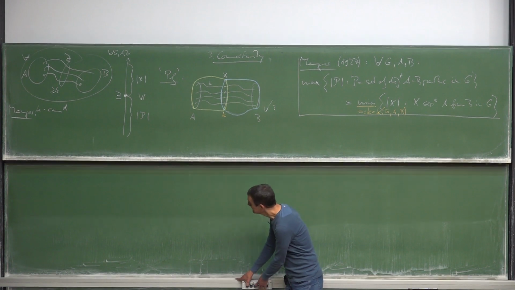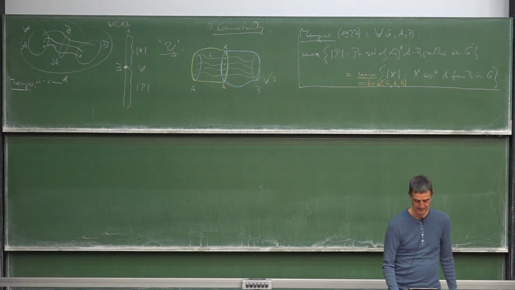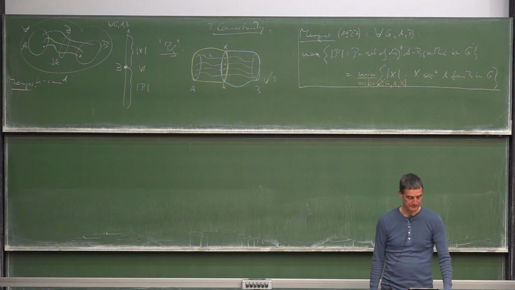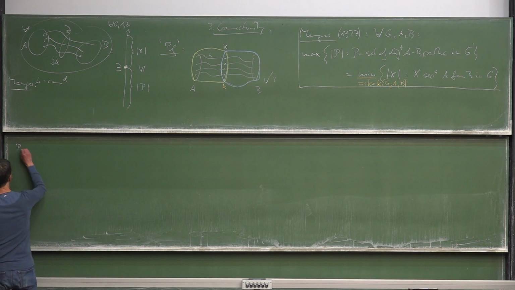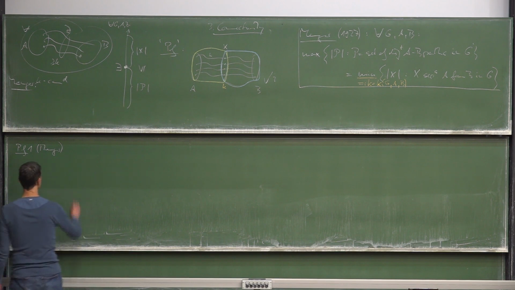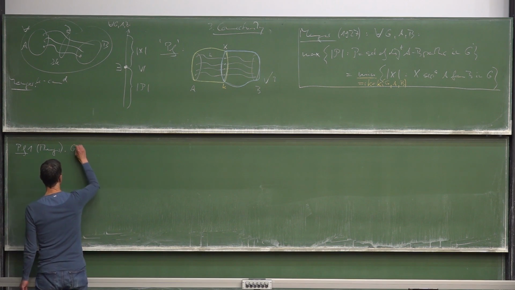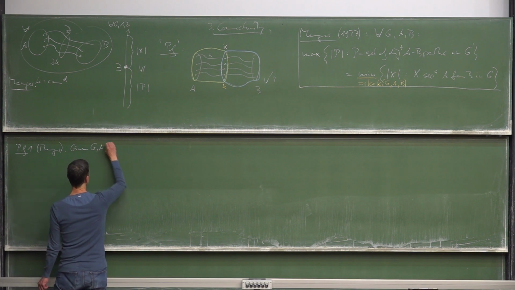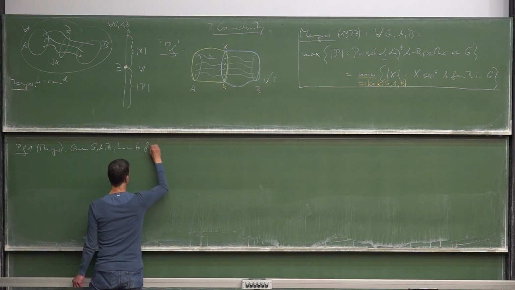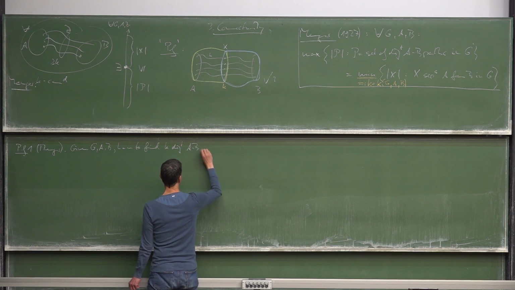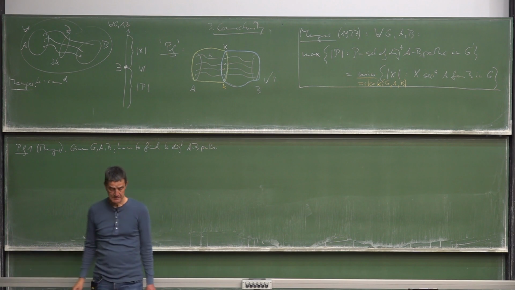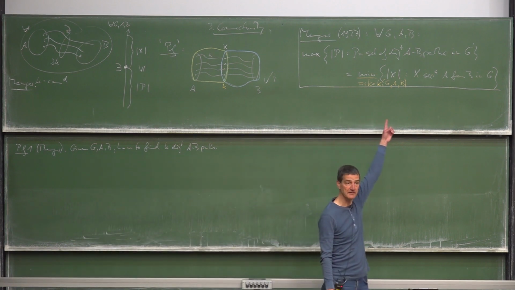Right. So let me give you a correct proof. So this is the first proof. I'm going to give you two proofs. First proof of Menger's theorem. Given G, A, and B, I have to find K disjoint AB paths. Right. So K, as I told you, is defined as up there.